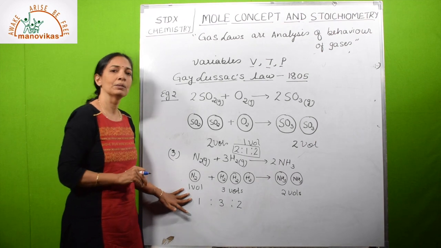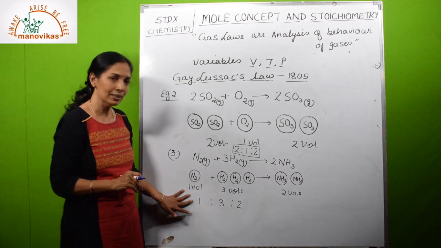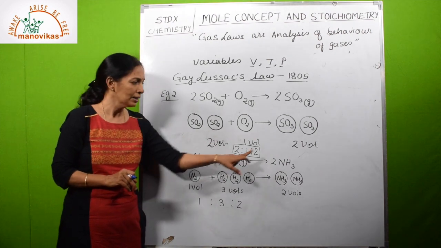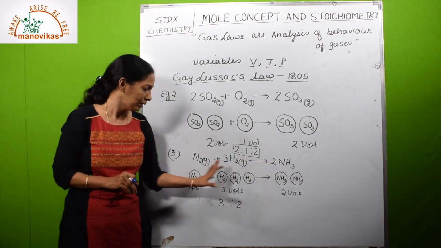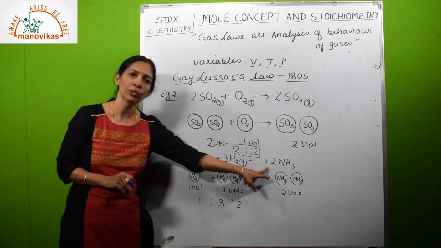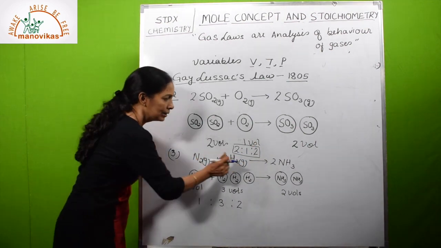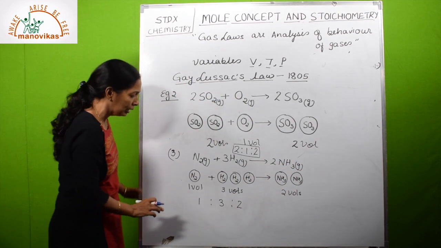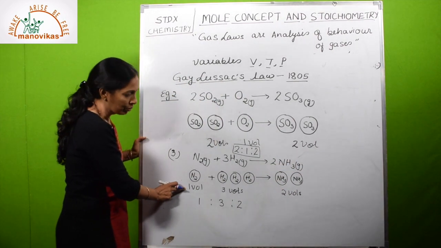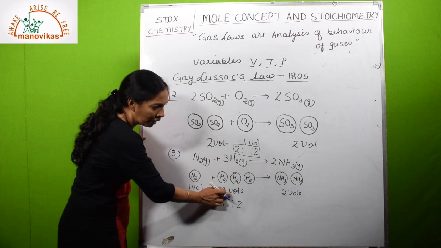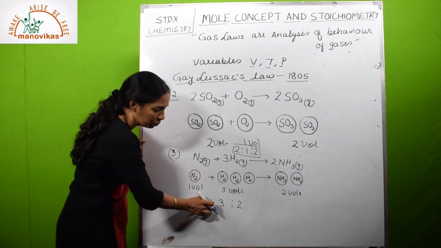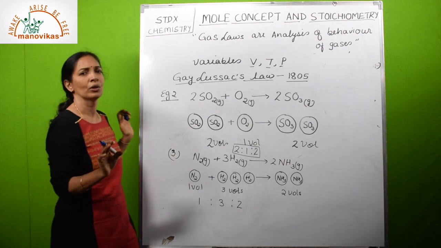Another example I am giving. Some more examples may be there in your book. Some extra examples. Nitrogen gas combines with hydrogen gas and forms ammonia. We all know this equation: N2 plus 3H2 is equal to 2NH3. This is gas, and this is also gas, so it is applicable on that. Now 1 volume of nitrogen, 3 volumes of hydrogen, and 2 volumes of ammonia. So what is the ratio? 1:3:2. This is what Gay-Lussac's law is.